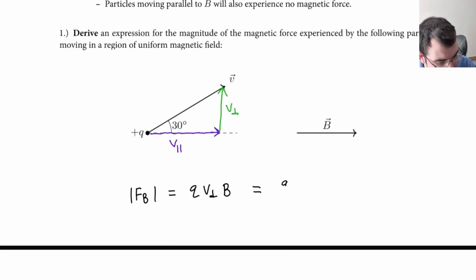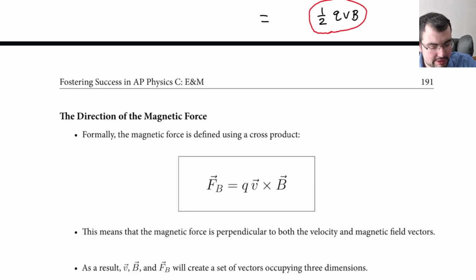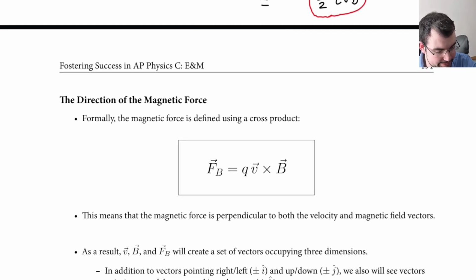So what is that? It's Q times, well, notice V perpendicular does not touch this 30-degree angle. So does not touch means it's opposite. So we should be using sine. And oh, look at that. This is such a nice unit circle angle. Because what is sine 30? Sine 30 degrees is just 1/2. So I get Q times 1/2 V times B. So 1/2 QVB. That's usually not the issue with magnetic force. It's usually not the magnitude. It's the direction. So now we're going to formally introduce this with the cross product and the right-hand rule.